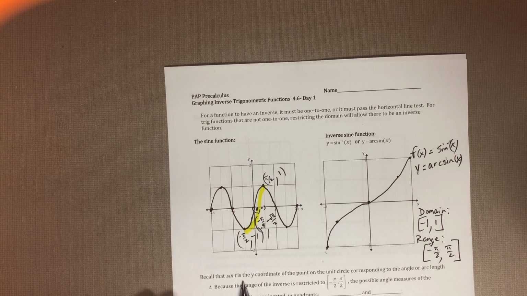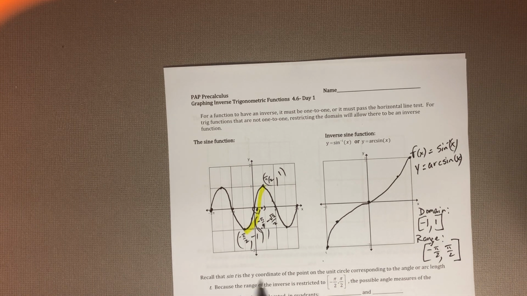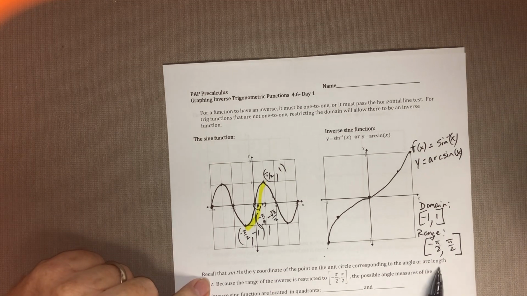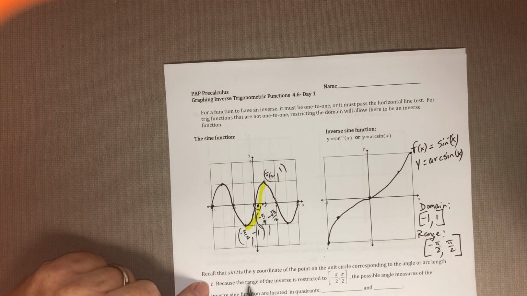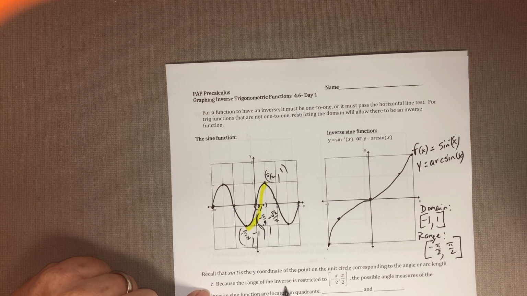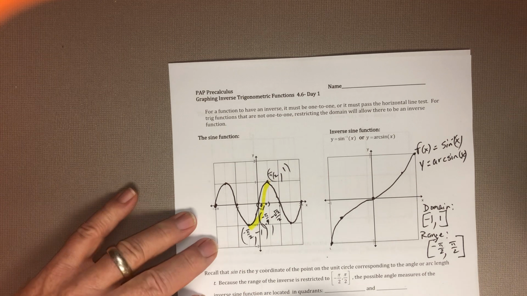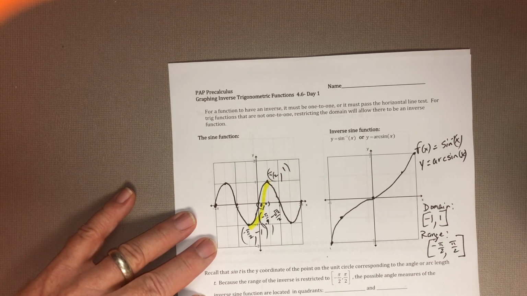And recall that the sine of t is the y-coordinate of the point on the unit circle corresponding to the angle or arc length t. Because the range of this inverse is restricted to negative pi over 2 to positive pi over 2, the possible angle measures of the inverse sine are located in the first quadrant and in the fourth quadrant.